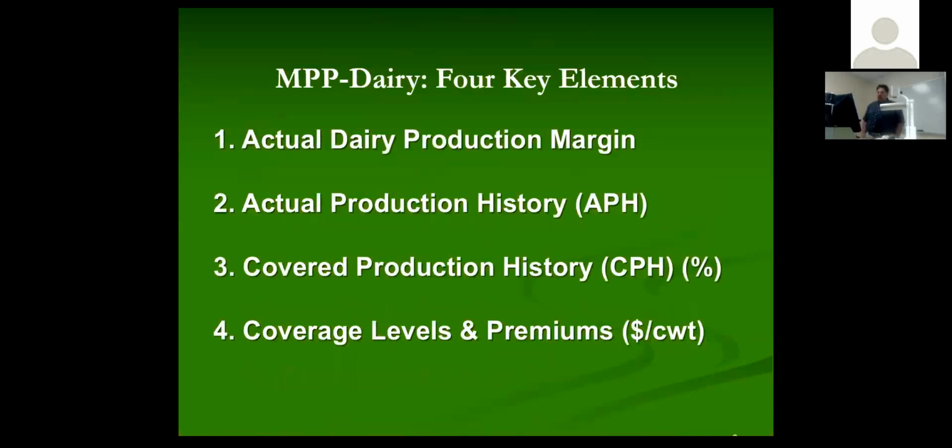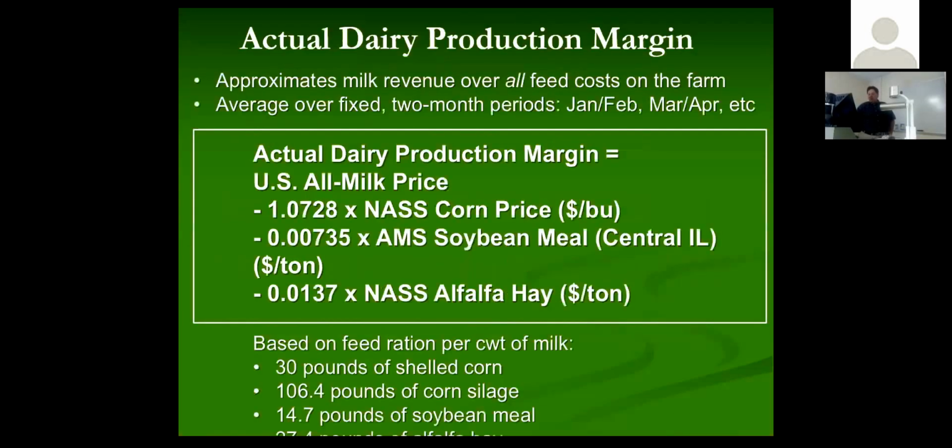There are four major steps in terms of thinking about it. What is the actual dairy production margin? What is your actual production? Because it's all based upon your actual production and your actual history. You can choose different covered production history levels, and we will talk about those different levels. And there are different premiums for the different levels involved with it.